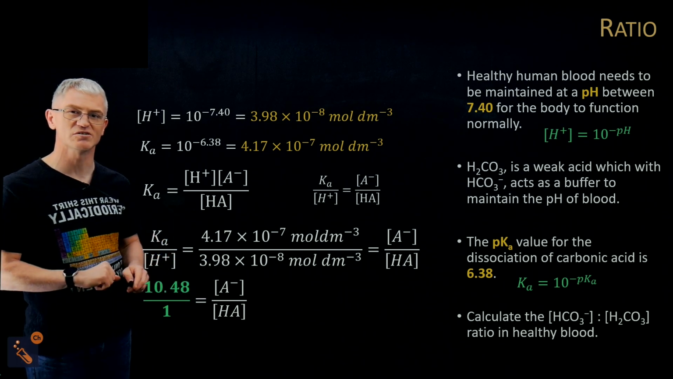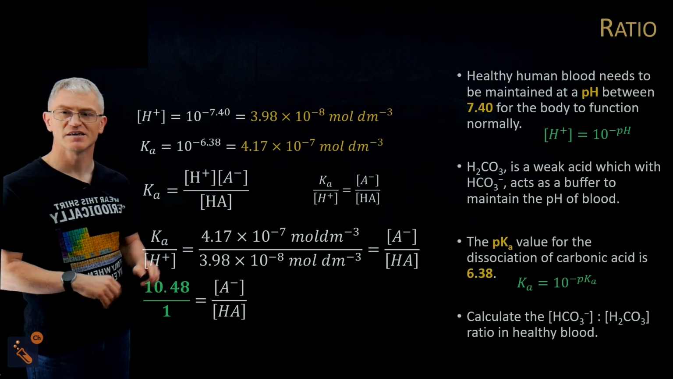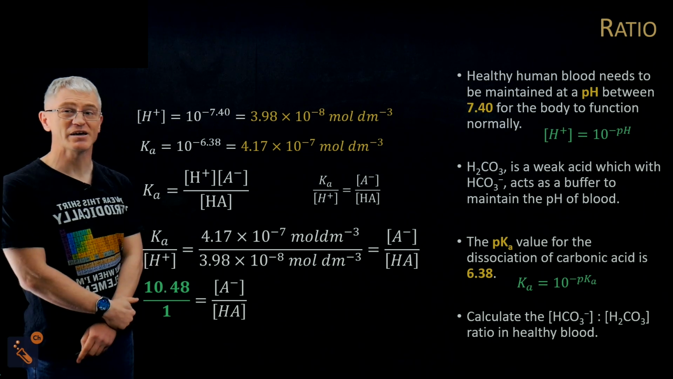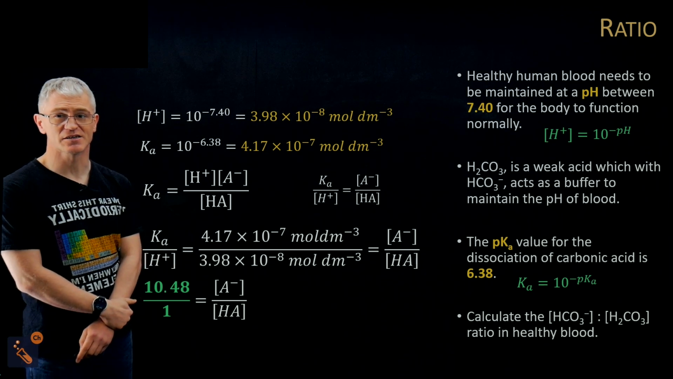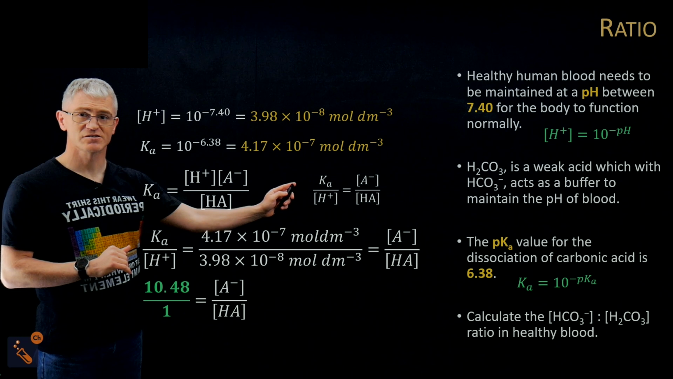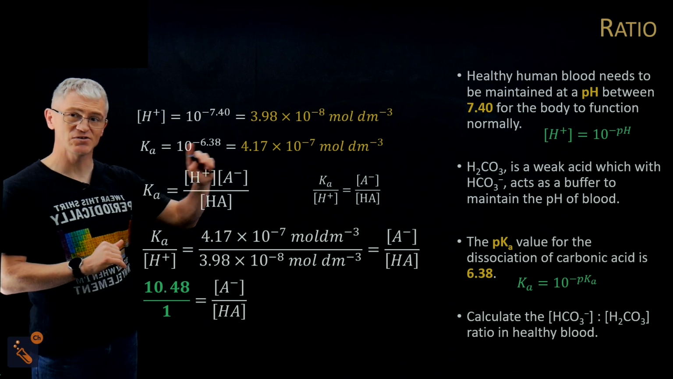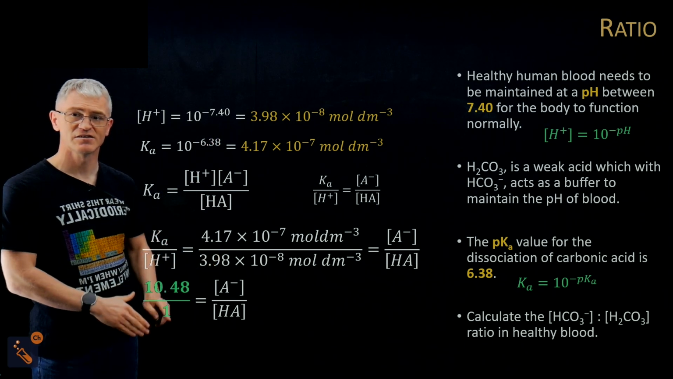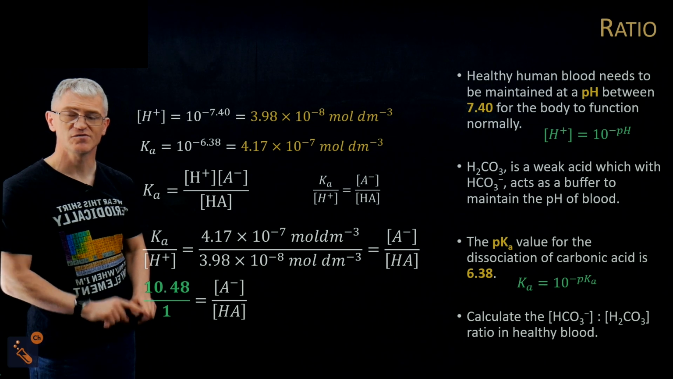If you're doing it, make sure you put those into the equation. We've just shortened it to A minus and HA to make it a bit smaller to fit on the screen, okay? But that is how you do any ratios, and they could ask you any ratios of anything. So just rearrange it so that Ka is over H plus. They'll have given you information to work out Ka, and information to work out H plus. All you do is plug the numbers in, and then the number you get, put it over 1, and there's your ratio.